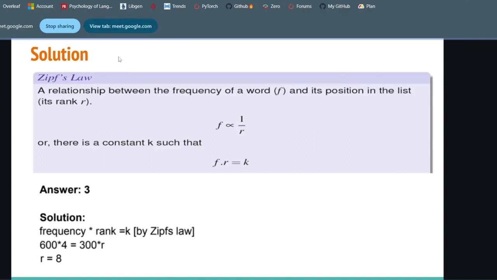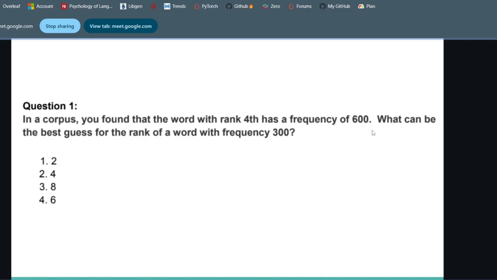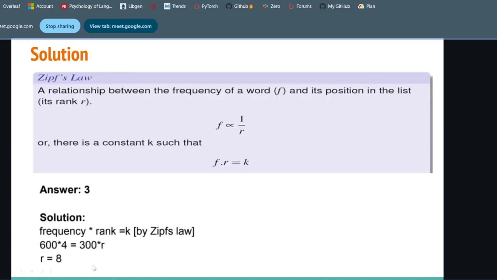The law governing our solution is Zipf's law. What does Zipf's law state? It states that the frequency of a word and its rank in the corpus are inversely proportional. In other words, if you take the product of the frequency and the rank, it would result in a constant. So we use the values provided in the problem statement. It is given that a word with frequency 600 has rank 4. So we take the product 600 cross 4 and that should equate 300 cross R. From here, we get the rank of the word with frequency 300 should be 8.